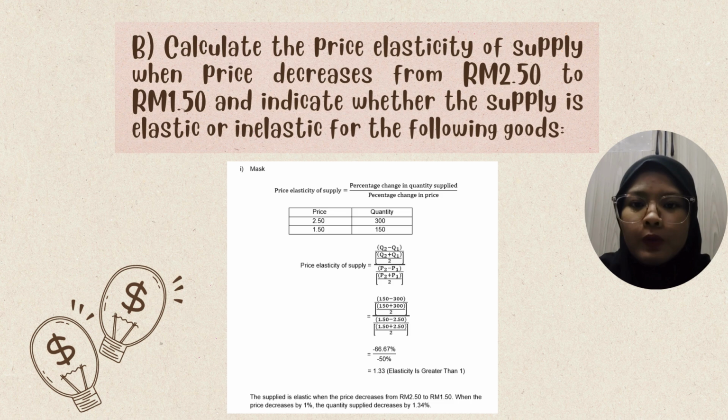Q1 is the original quantity supplied, Q2 is the new quantity supplied, P1 is the original price, P2 is the new price. So what we are really doing is, first we find how much quantity has changed and divide it by the average quantity. Then we find how much price has changed and divide it by the average price. Finally, we divide the quantity change by the price change to get elasticity.